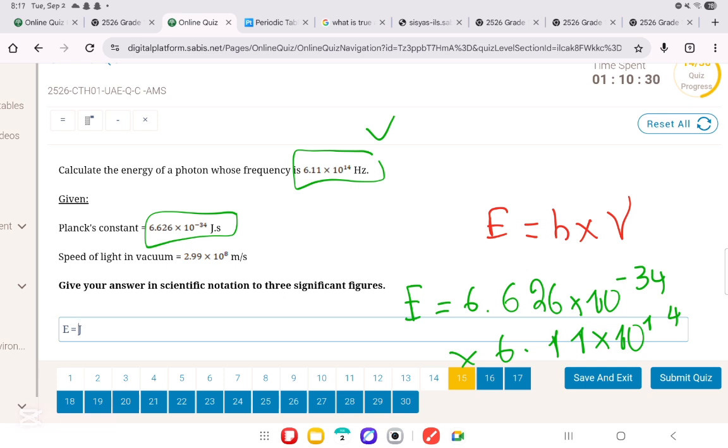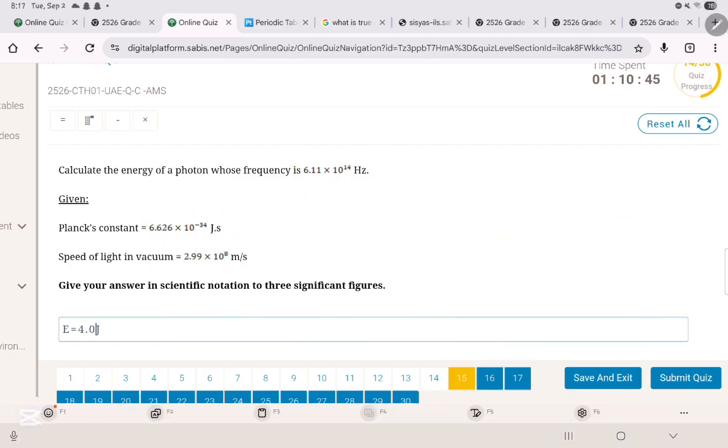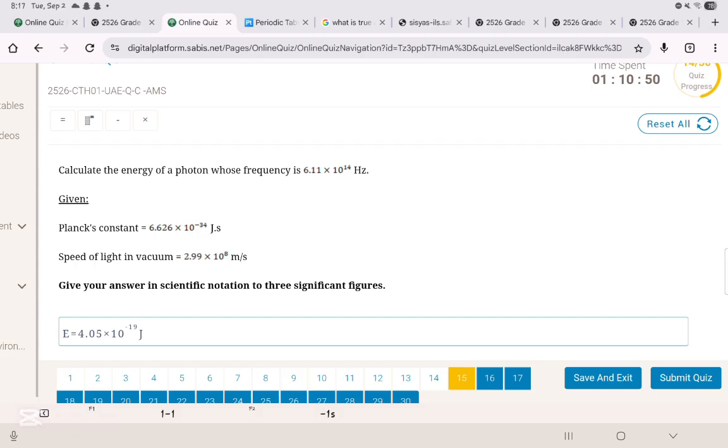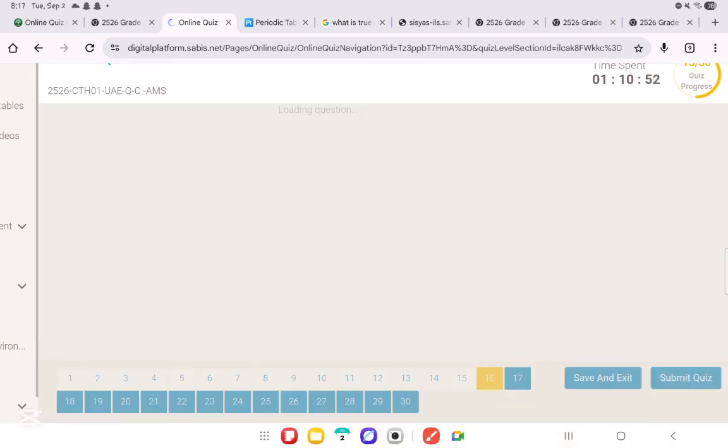This will give us an answer of approximately, of course you have to round it to 3 significant figures, 4.05 times 10 to the power of minus 19, right? So it is 4.05 times 10 to the power of minus 19. So that is it for question number 15. Let's move on to question number 16.